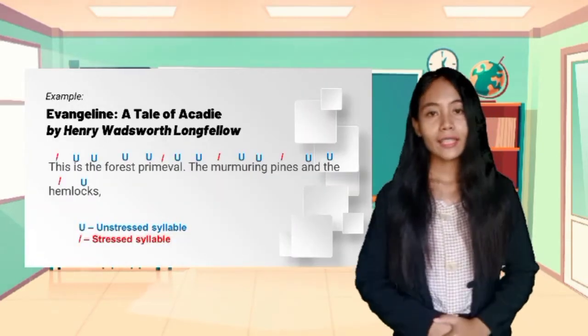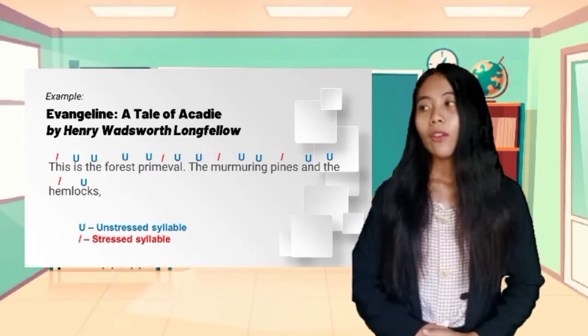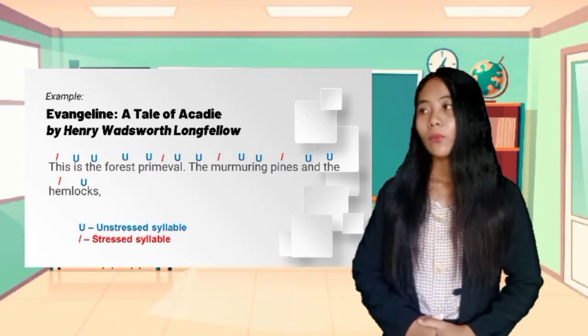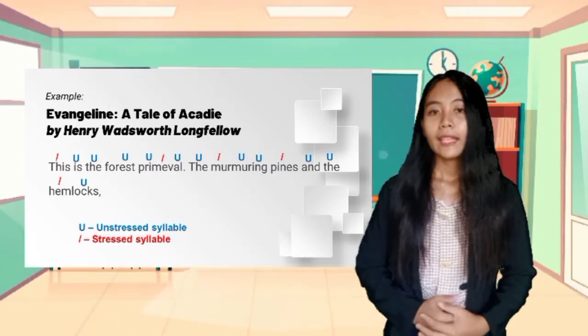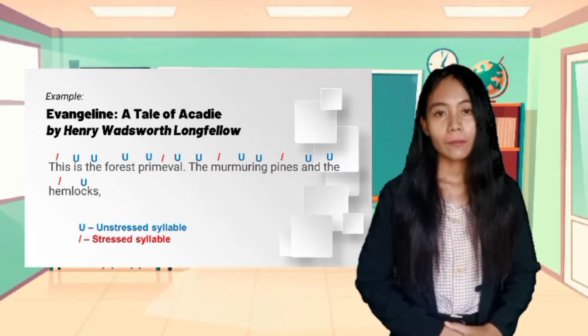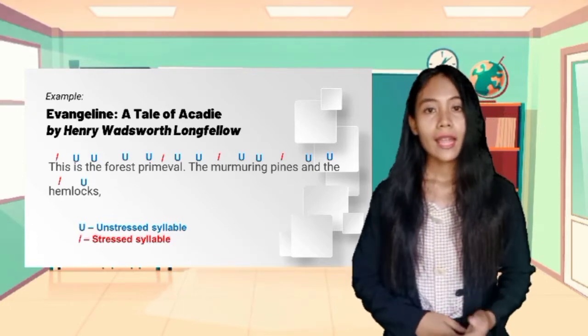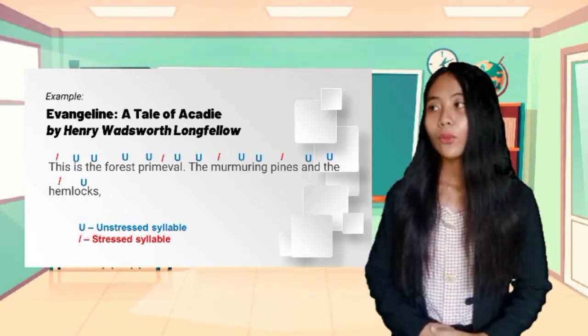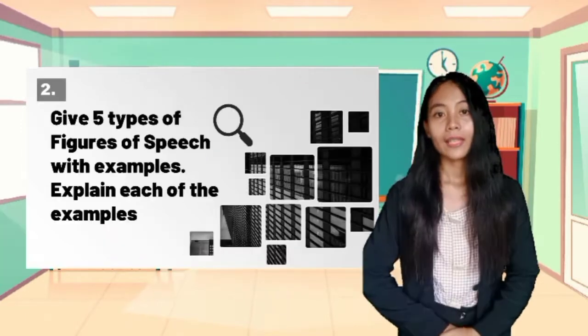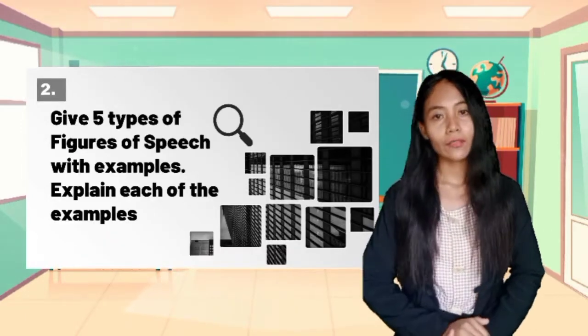Let's consider another example. Evangeline, A Tale of Acadie by Henry Wadsworth Longfellow. "This is the forest primeval, the murmuring pines and the hemlocks." Again, the first syllable is stressed and it is followed by the two unstressed syllables. Now I'm going to proceed to the five types of figures of speech.